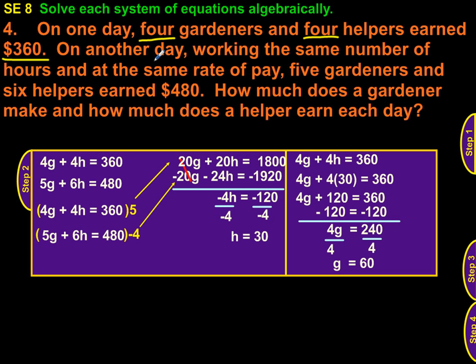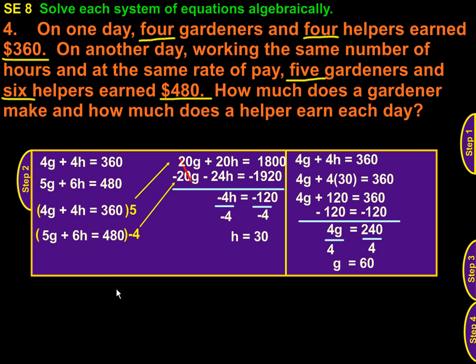On another day, at the same rate of pay, same number of hours, we had 5 gardeners and 6 helpers earning $480. So we have 5G, 5 gardeners, plus 6H, 6 helpers, earning $480. So those are the two equations that I was able to create from the word problem.